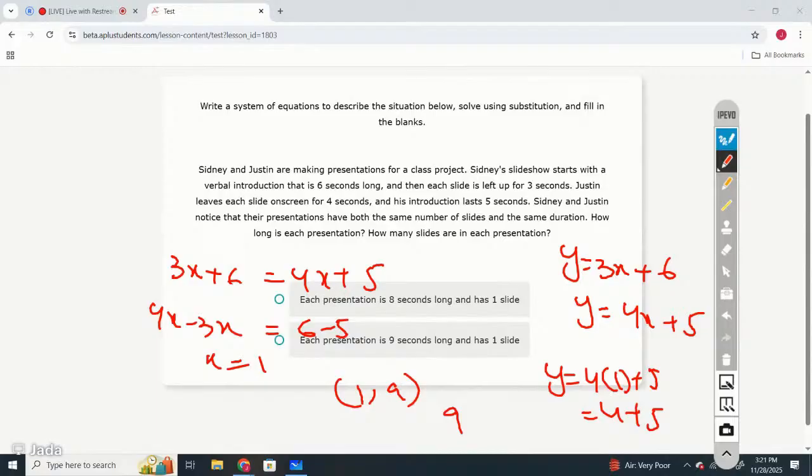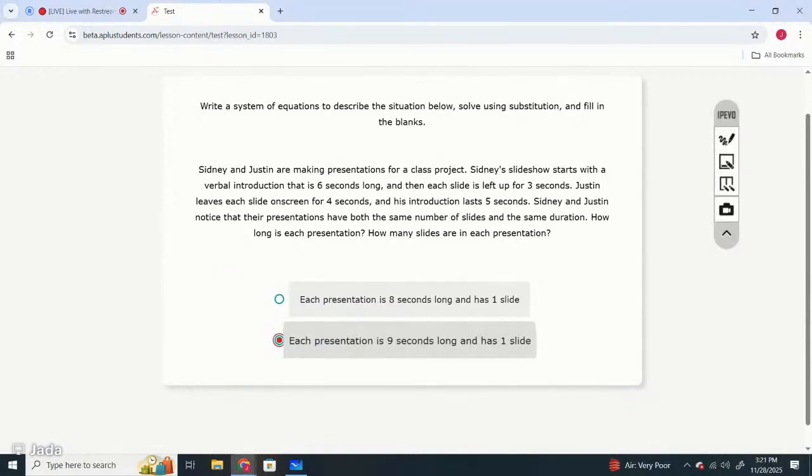That means x is the slide count. So each presentation is 9 seconds long and has one slide. Option number 2 is the correct option. Each presentation has one slide and it is 9 seconds long. Option number 2 is the correct option.